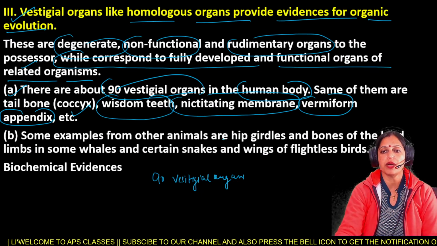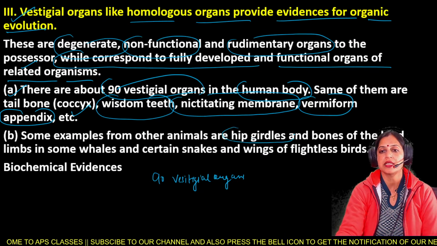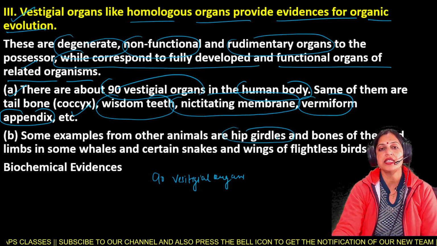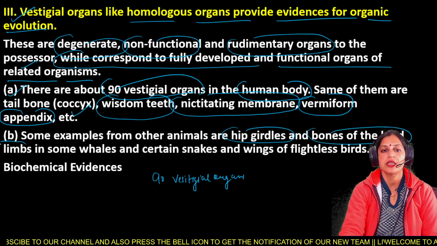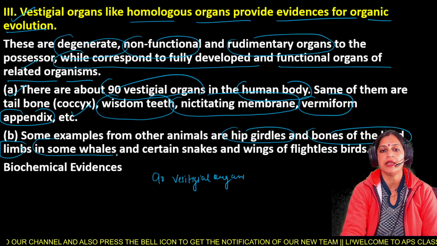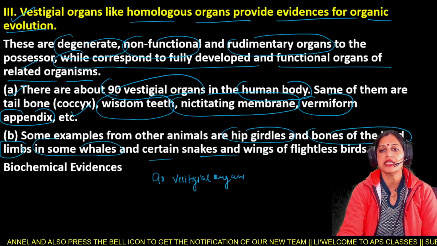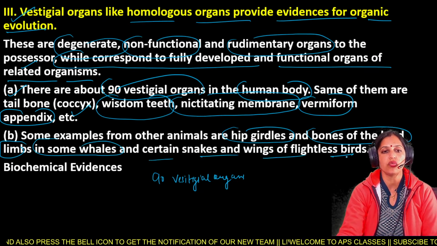Some examples from other animals are the hip girdle and bones of the hind limbs in some whales and certain snakes, and wings of flightless birds.